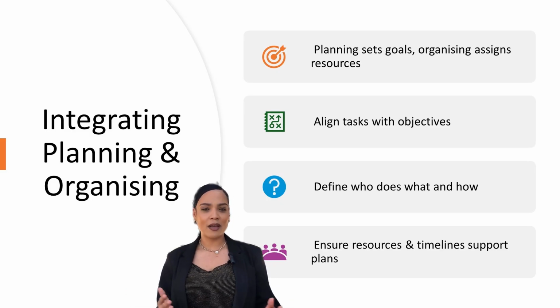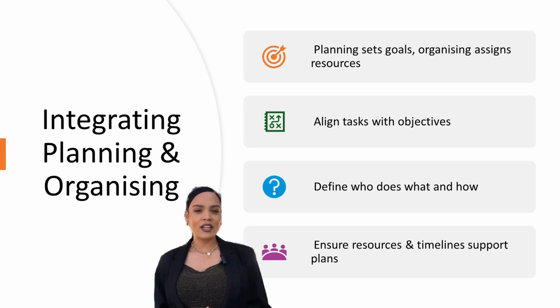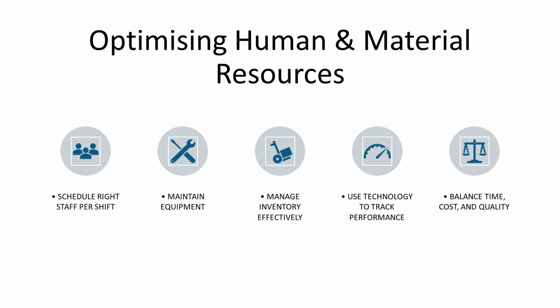Now that we've linked planning and organizing, let's move to how we manage resources efficiently. Efficient resource use means getting maximum output with minimal waste. This involves: 1. Scheduling the right number of staff per shift. 2. Ensuring machines are maintained and available. 3. Managing inventory to avoid shortages or excess. 4. Using technology to monitor performance.